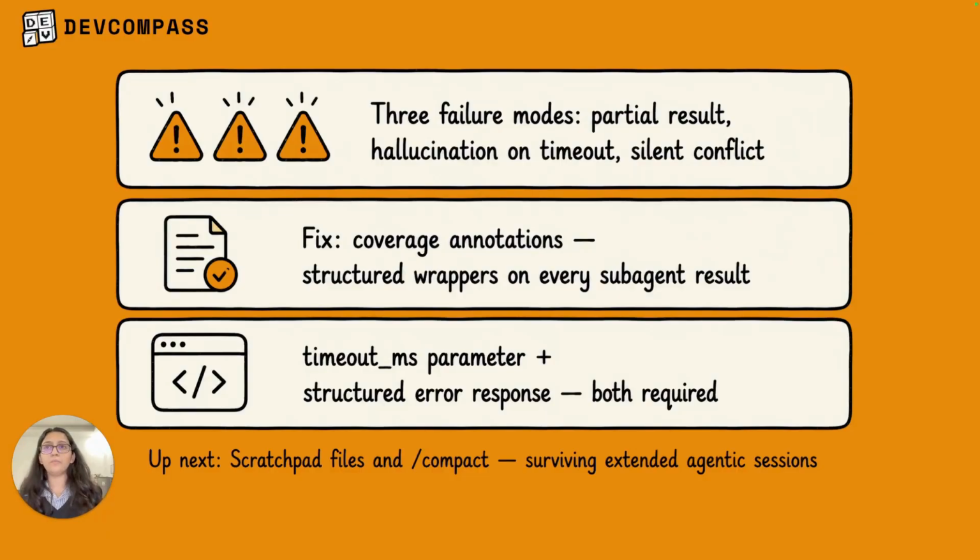The next failure mode which we are going to talk about is a little different. It is not something that happens during a pipeline run, but about what happens when a pipeline run is very, very long. Like extended agentic sessions that span many steps, many tool calls, a large code base, the context has failed, the agent loses track of where it is, or it crashes halfway through and there is no way to resume. So the next video is about the two tools that will fix this: Scratchpad files and Compact. So I will see you in the next one.